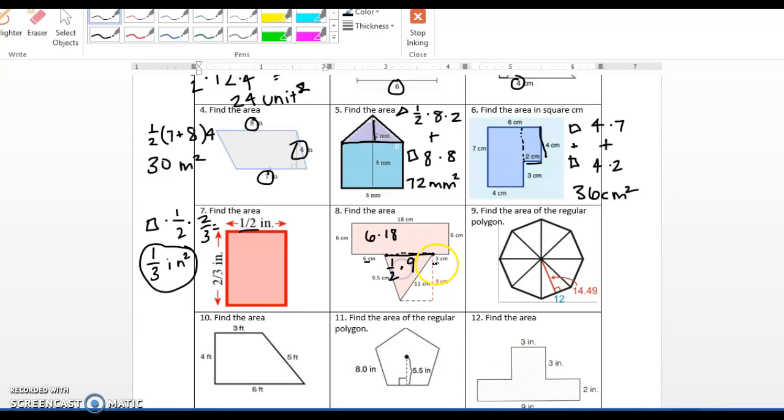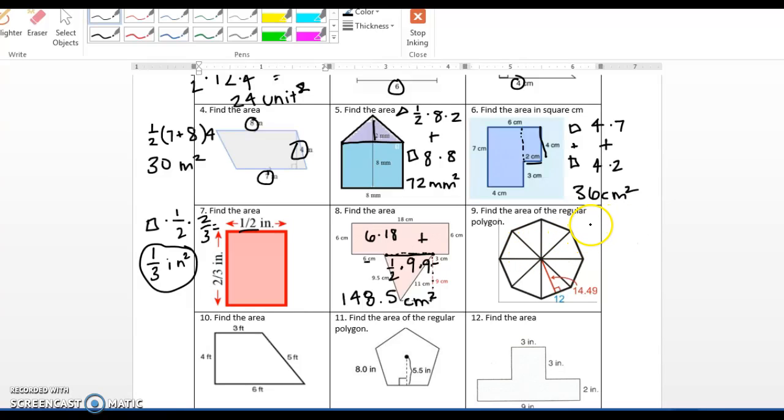The base is 9 times the height, which is shown right here. If you multiply and then add those together, you get 148.5 centimeters squared. Number 9, find the area of the regular polygon.